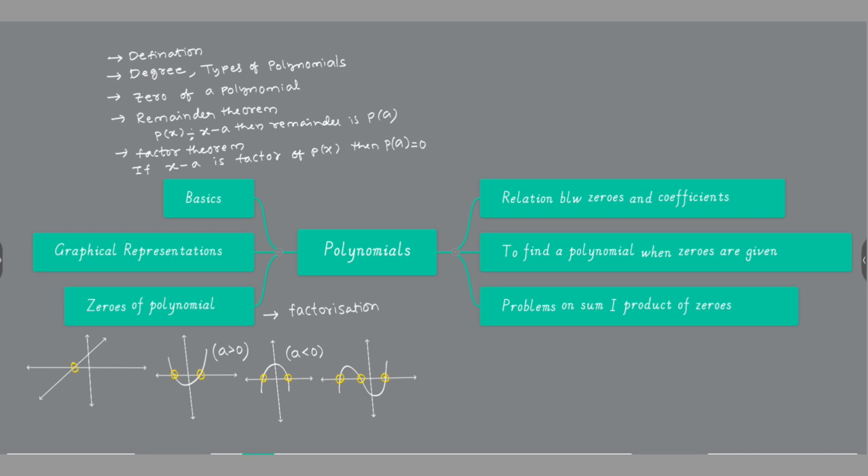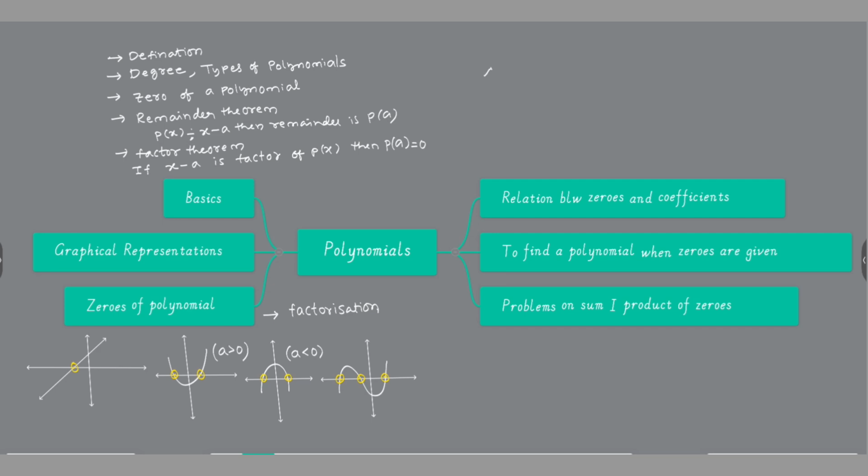By factorization we find the zeros. We have to find out the zeros of the polynomial. Now here, the next important concept is we have to find out the relation between zeros and coefficients. We have to verify the relation between zeros and coefficients after we find the zeros.